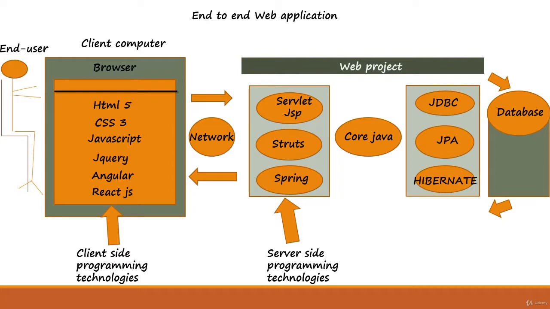Our servlet JSP will take that request and validate it by using core Java. Servlet, JSP, Struts or Spring, JDBC, JPA, Hibernate, everything is developed by using core Java. So core Java is the main part of our web project. Whenever the username and password request is forwarded to our web project, our servlet JSP will validate them. If the username and password are valid, then the request will be forwarded to JDBC.